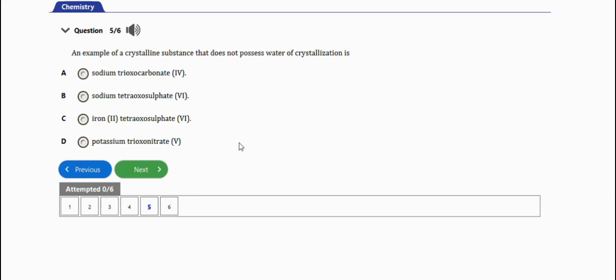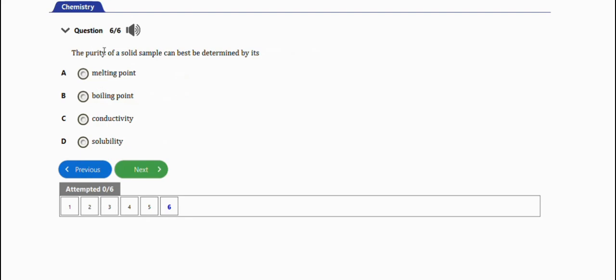Next question, the last one we have here before I end this video, will be this one. It says the purity of a solid sample can best be determined by, I think I already answered this question. This is option A, melting point. That's the right answer. Okay, so melting point is basically used to determine the purity of a solid sample in chemistry.